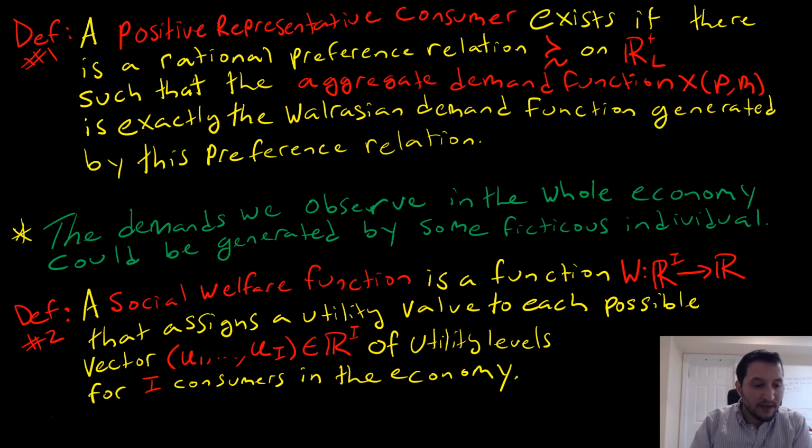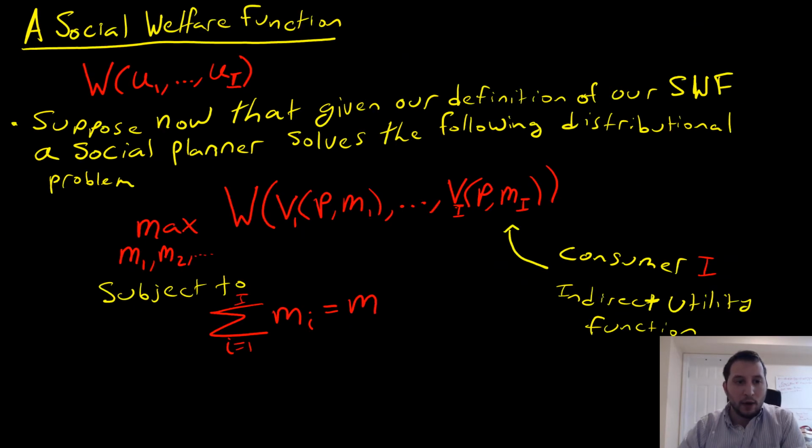The next definition is that of a social welfare function. A social welfare function maps real numbers in I dimensions to a single-dimensional real number space, assigning a utility, a value, to each possible vector. So you have a vector of utilities in R^I for I consumers in the economy, and it spits out one value. It takes in all these utilities from all of our individuals and spits out a number, which makes an overall assessment of the welfare.